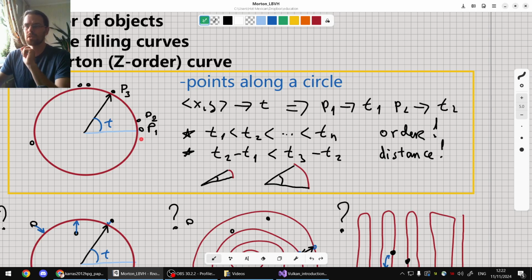And now the question is, what about the clustering, right? And actually, again, this method provides a way to measure distance. In this case, it would be an arc length, but we can see that the distance between points P1 and P2, with parameters T1, T2, is much smaller than the distance between P2 and P3. So it kind of works.